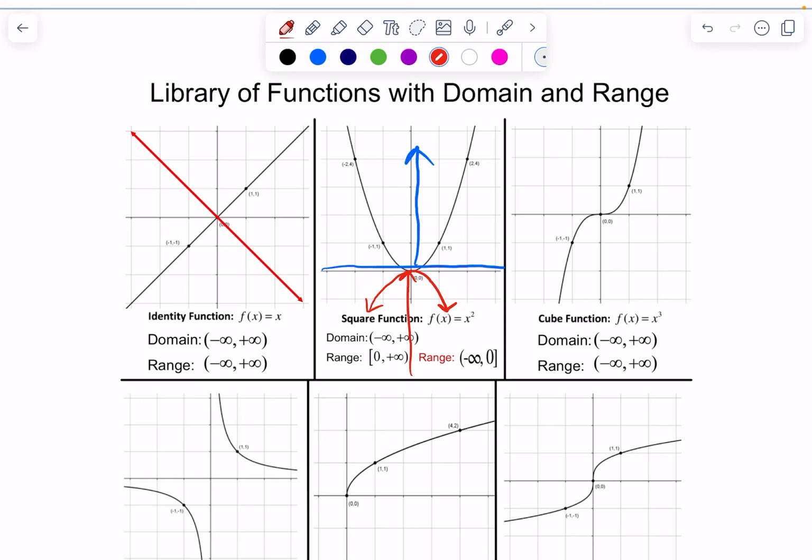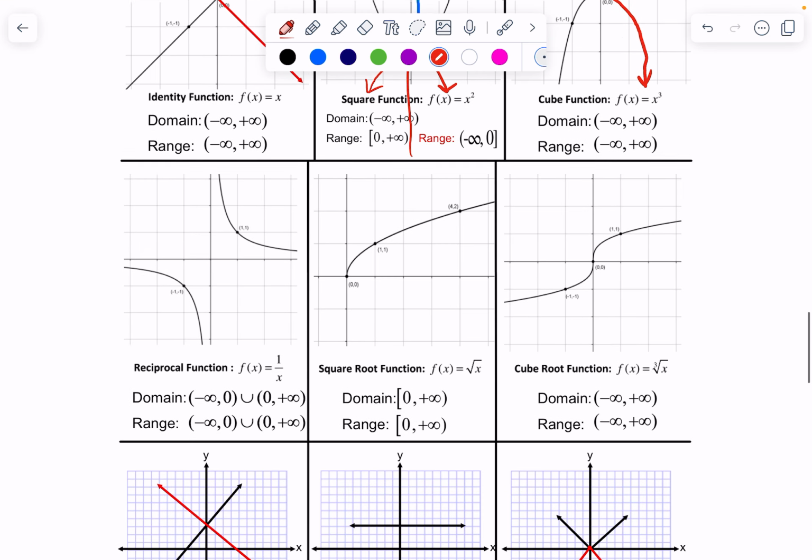For the cube root function, this would be the negative graph of that. The domain and the range for both the positive and the negative cube function is both negative infinity to positive infinity. For a rational function, okay, a negative graph would look as such.